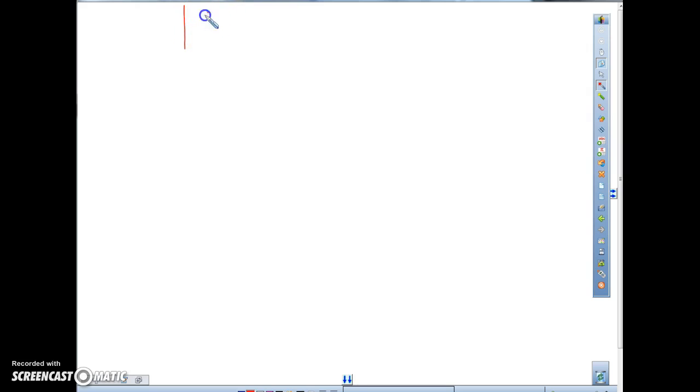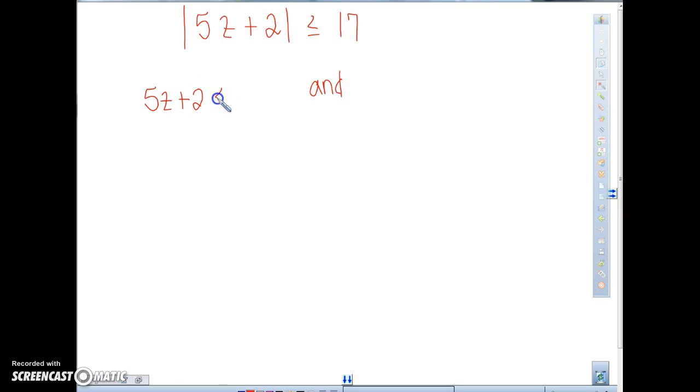The next one says the absolute value of 5z plus 2 is less than or equal to 17. Because it's a less than sign, we know we're going to have the word "and" here. You can set this up two different ways. We have 5z plus 2 is less than or equal to 17, and 5z plus 2, remember you have to switch this to a negative 17, so that means it must be greater than or equal to negative 17. So that's one way you could set it up and solve it.